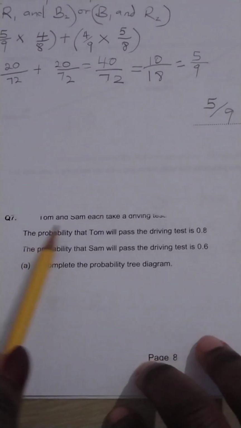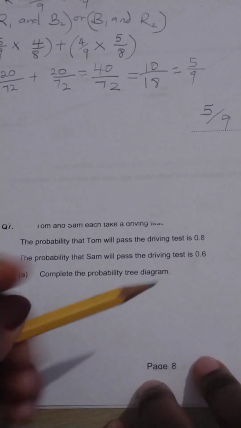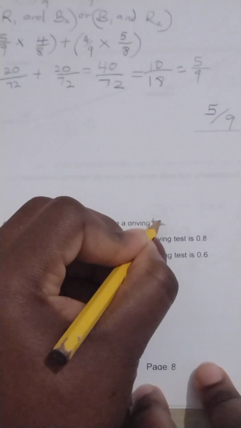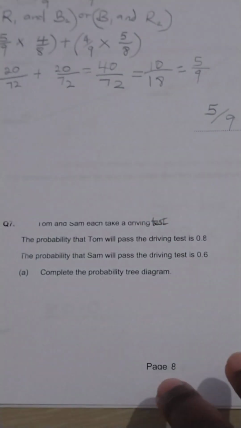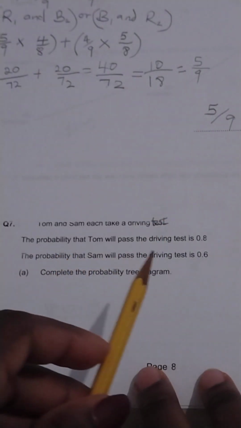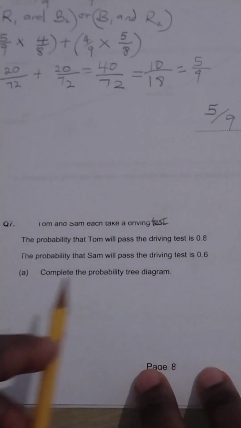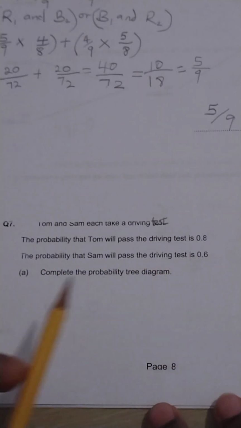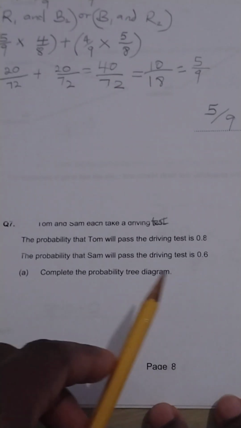Question 7 says Tom and Sam each take a driving test. So let me make that a bit clearer. The probability that Tom will pass the driving test is 0.8. The probability that Sam will pass the driving test is 0.6. Complete the probability tree diagram.